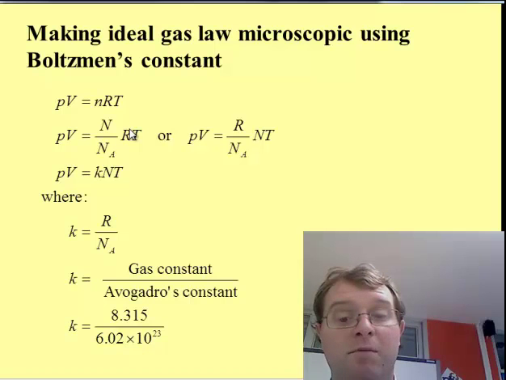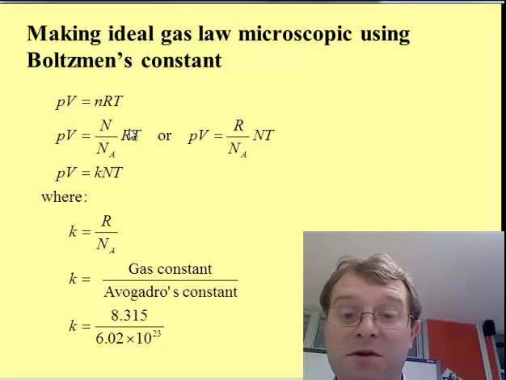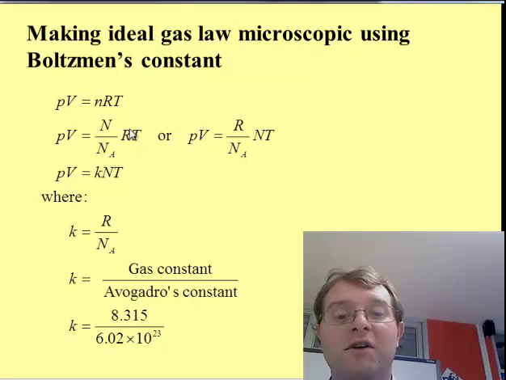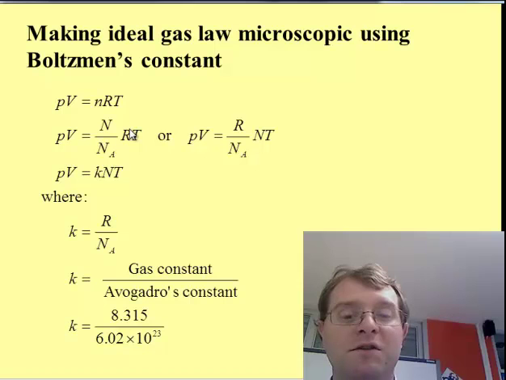Now that means PV equals R, which is a constant, divided by Avogadro's number, which is a constant, multiplied by the number of particles times temperature. As it happens, the universal gas constant divided by Avogadro's number gives what is known as Boltzmann's constant. So, pressure times volume equals Boltzmann's constant times the number of molecules times the temperature. And we're now able to consider gas laws with respect to individual molecules at a microscopic level.